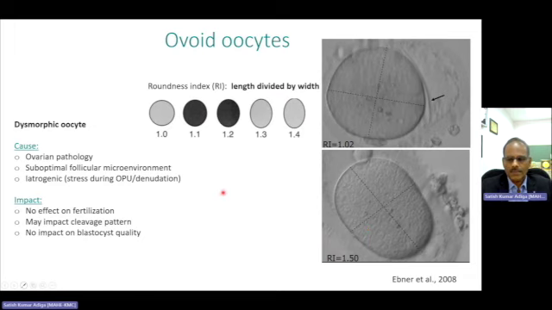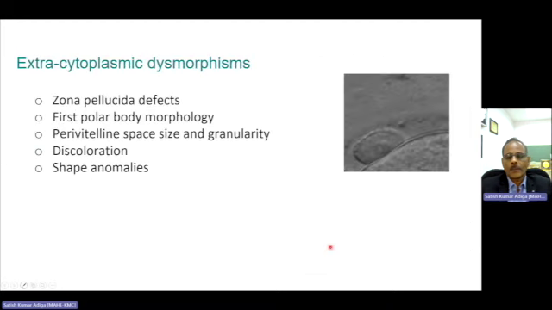There are several reasons for this dysmorphism. It could be due to ovarian pathology or a suboptimal follicular microenvironment, or many times it could be iatrogenic. Maybe stress during oocyte pickup, denudation, or pipetting can also stretch the oocyte and make it dysmorphic. But interestingly, this variation is not known to affect fertilization, but the cleavage pattern is slightly affected. On day 2, such oocytes will have a flat array of blastomeres. There could be some delay in development, but there is no impact seen on the blastocyst quality and subsequent implantation potential of the embryo.